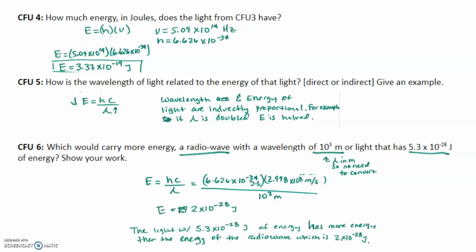Once we plug that in, we see that light with 5.3 times 10 to the minus 28 joules of energy has more energy than the radio wave. All right, that's it.